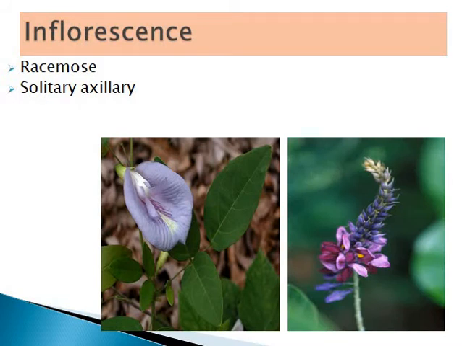If you see the inflorescences, you will find racemose. Racemose is a type of inflorescence in which the main axis continuously grows but does not bear a flower at its tip; it gives rise to flowers on both sides. Young flowers are at the top, as you can see in this picture, and old flowers are at the base. Solitary axillary flowers are also found, a single flower at the top of the vegetative branch.